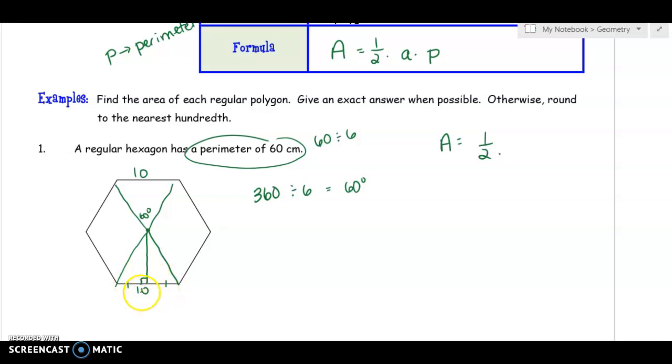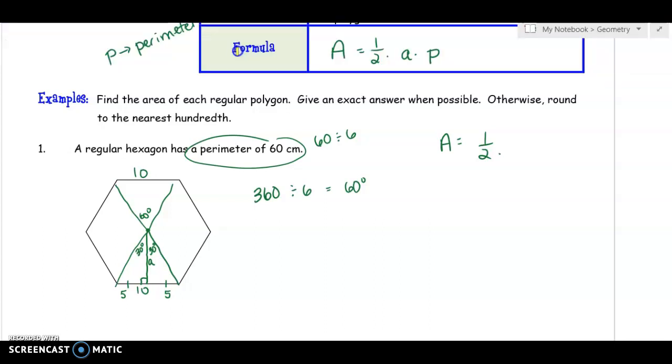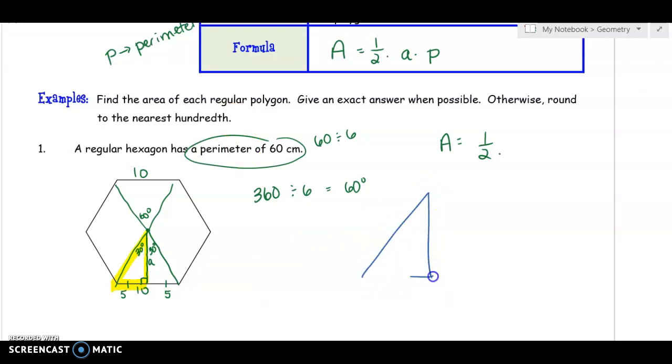So this piece, 10, is going to be cut into 2 equal pieces, 5 and 5. This is our apothem here. And then what was a 60-degree angle is being cut in half by this apothem, so we're going to have 30 degrees each. I'm going to take this triangle and draw it over here so it's not so squished. This is a 30-degree angle, this is our apothem, and this piece is 5.